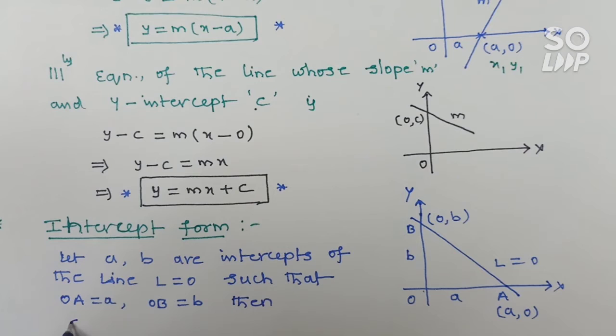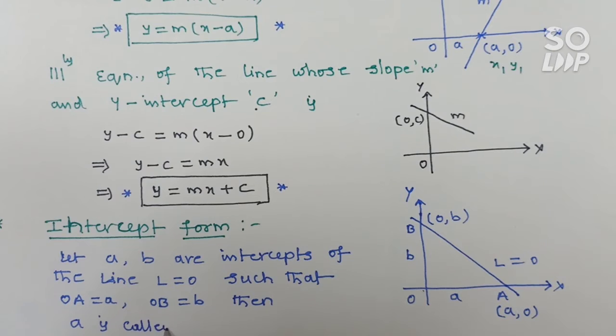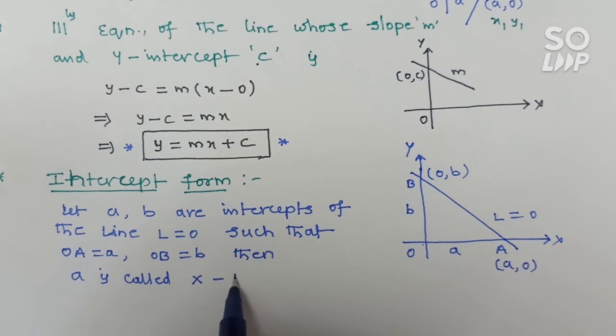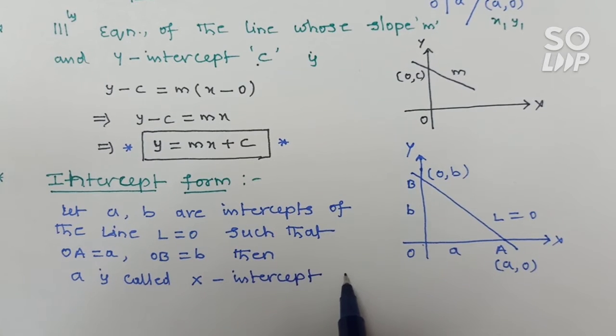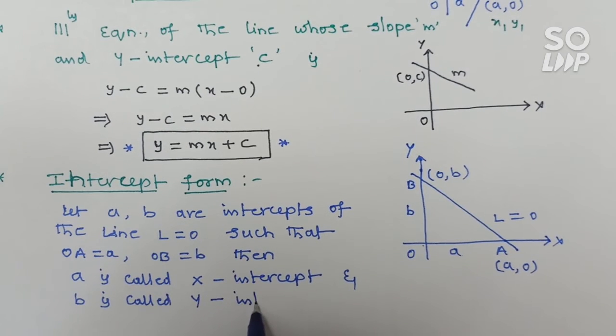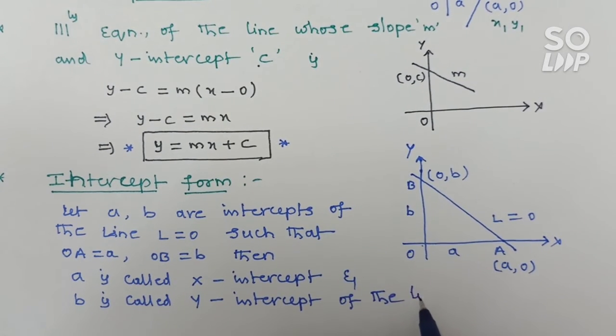Then A is called the x-intercept, and small b is called the y-intercept of the line L = 0.